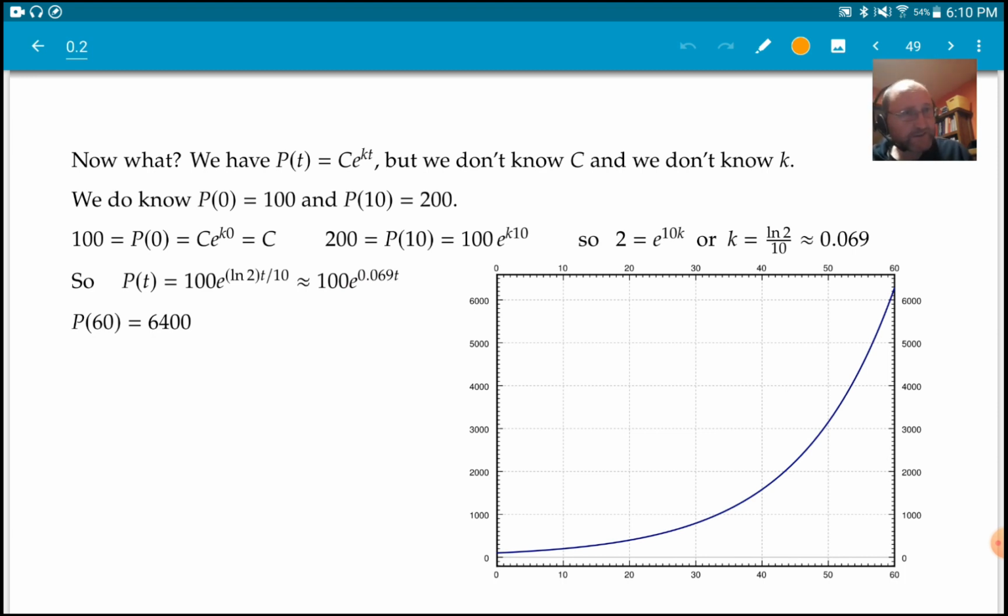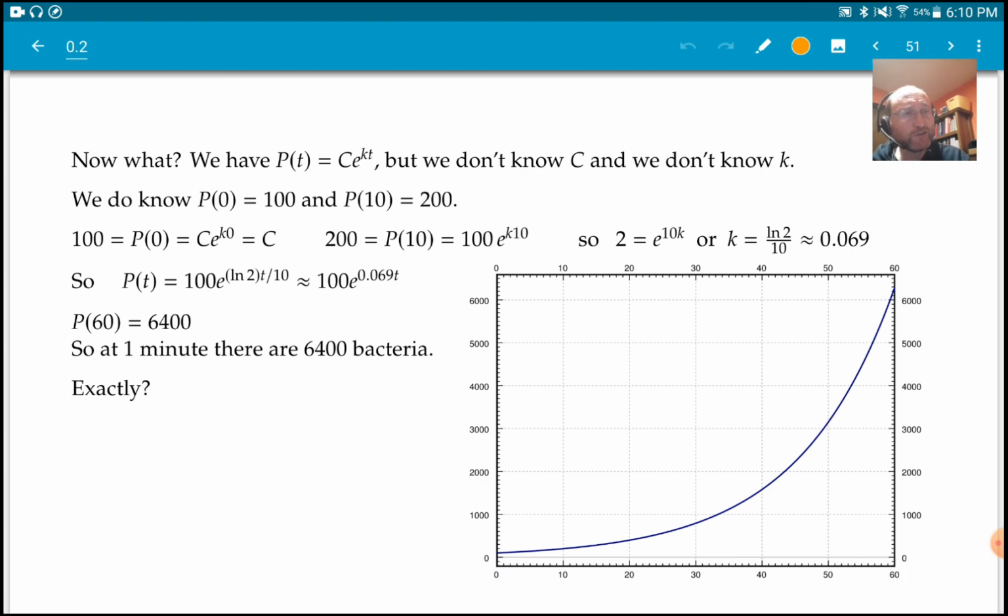Now P of 60, which was the thing that we were interested in, how many bacteria there are in 60 seconds. Well, we just plug in 60 into this formula, that's over here, and we get 6,400. So at 1 minute, there are 6,400 bacteria. Is that exact? No, right? That can't possibly be exact.